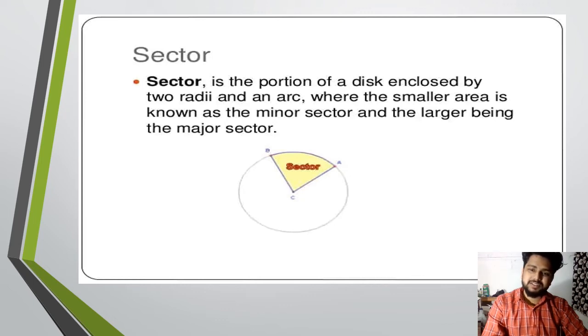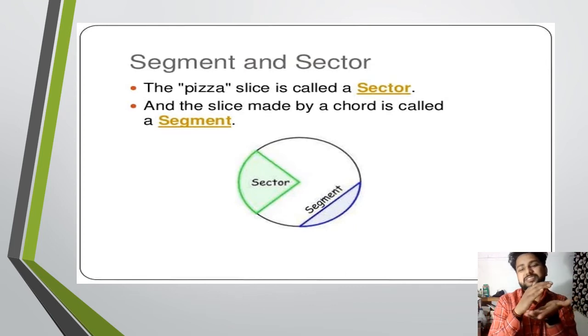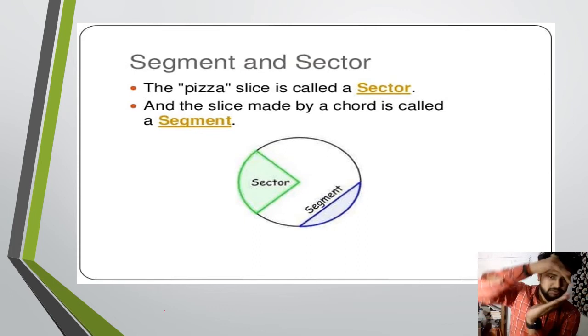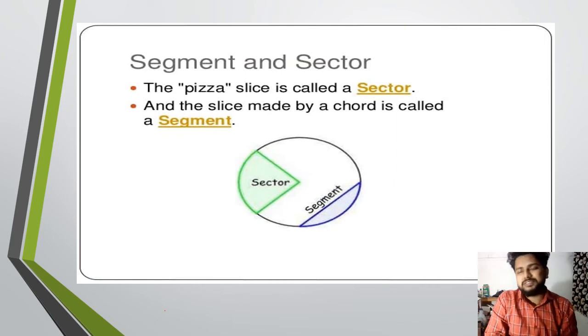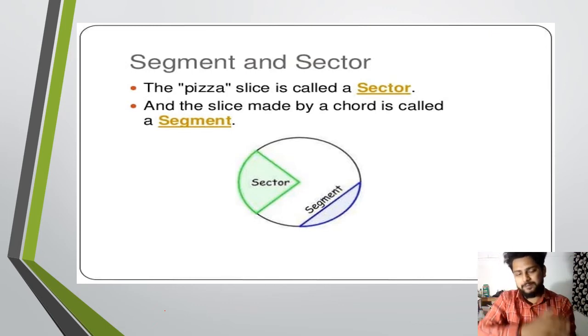As for the sector, I explained it in my previous slide. A sector is also a slice of pizza. Have you ever eaten pizza at Domino's or Pizza Mania or Pizza Hut? When you take a slice of the pizza, that slice is called a sector, surrounded by two radius and one curve. It's not a heart shape. This one is a sector.